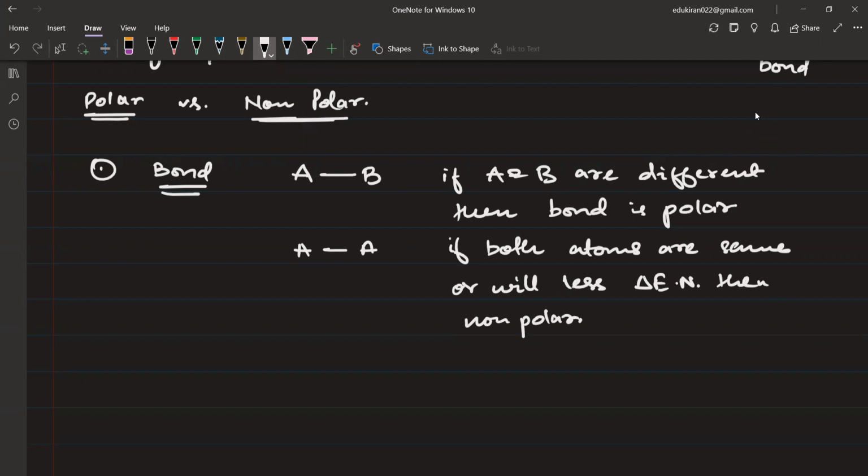So in the AB example, you can see HCl. Both of these have a high difference in electronegativity. And if I talk about AA, then you can have, for example, let us say Cl and Cl. So these bonds are not polar. Okay, these bonds are not polar.